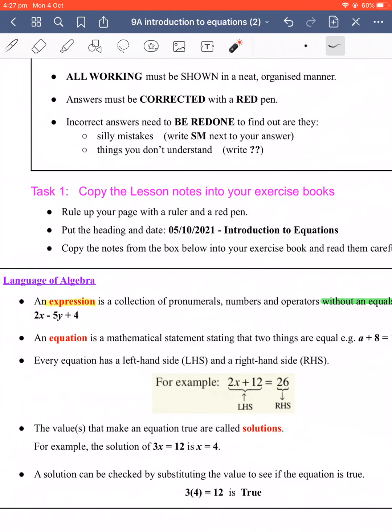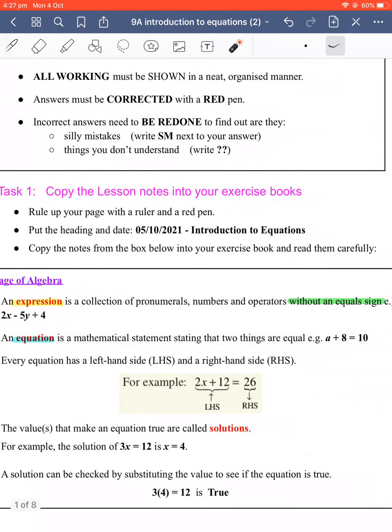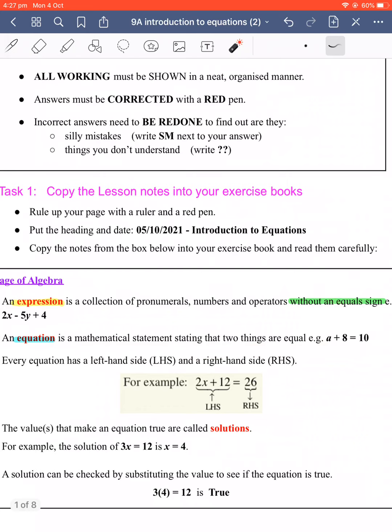So an equation, which is different to our expression. So our equation, it's a mathematical statement that states how two things are equal, okay? And it does include that equal symbol. That one's really, really important. So make sure that you remember the difference between those. So we have our equal symbol for those. So two things are equal in this case.